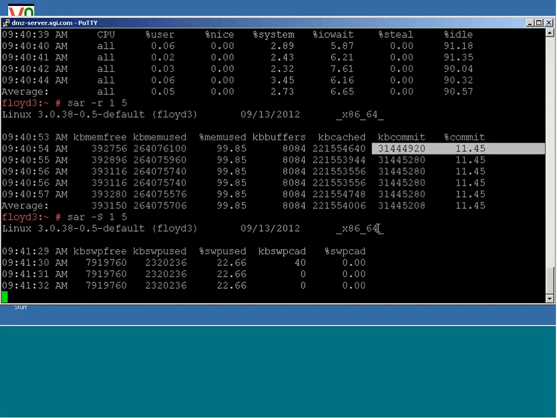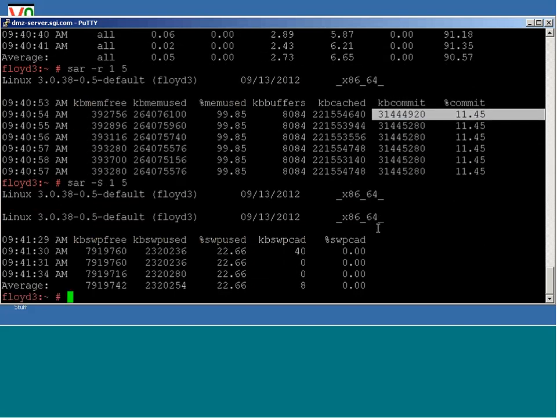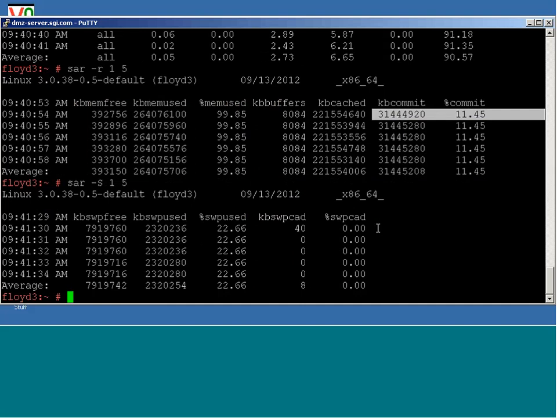Not too bad. Obviously, I have 22% of my swap being used. I don't know of any easy way to find out what's on the swap device. And so I've got 2 gig of the 10 gig that is swap. We don't know what that is yet. Let me come back to that now.